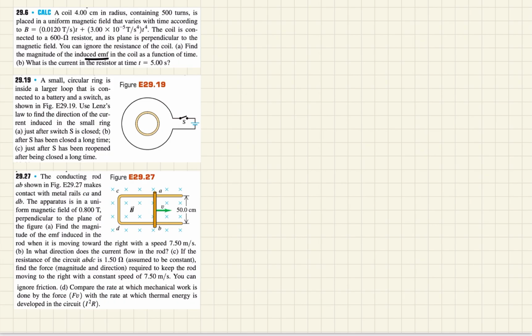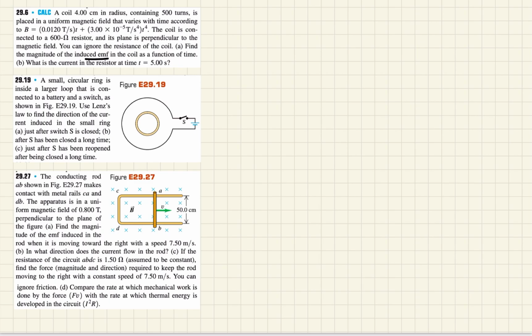Third one, this is what I was talking about, this entire problem about motional EMF. We went through basically the entire thing in the content review, but this time it gives us values, so we're going to have to resolve everything. Okay. Find the magnitude of the EMF induced in the rod when it's moving towards. Again, I told you, this is the one where the rod changes, so the area does change. It's not like the area of the magnetic field is the entire area of the loop.